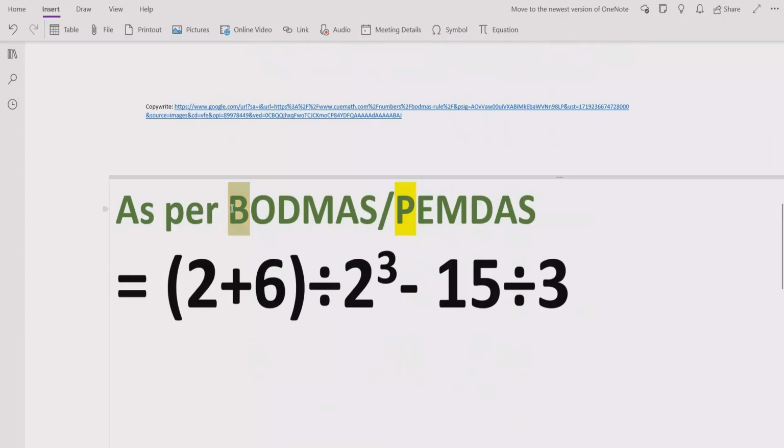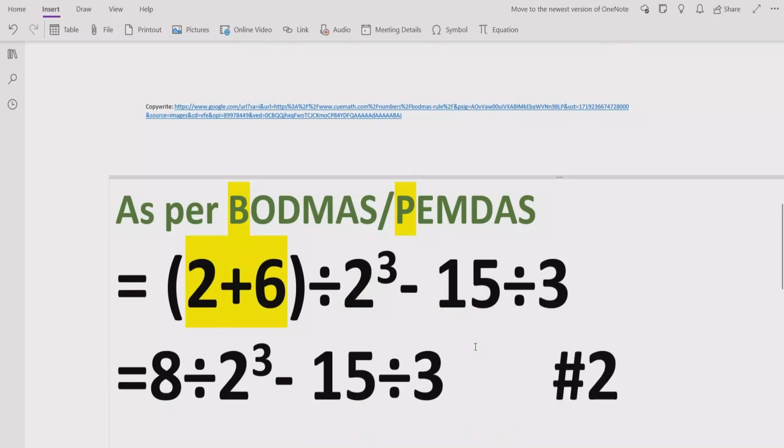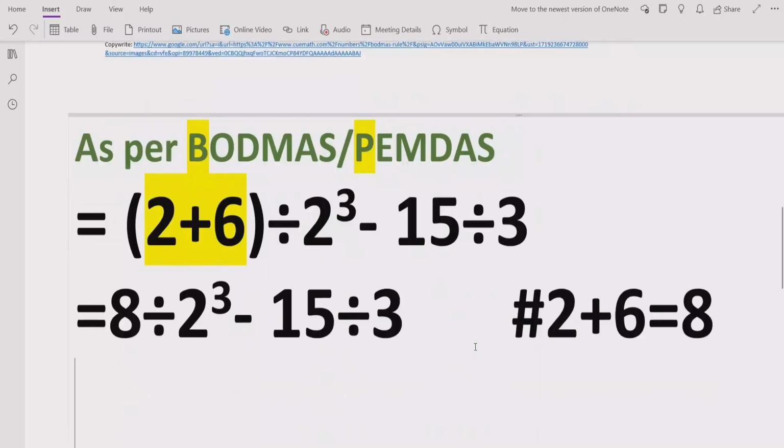According to the rule, first of all, we have to solve the bracket or parenthesis. So now we have bracket first, 2 plus 6. So first of all, we have to solve this one, which is 8, and divided by 2 raised to power 3. Again, we have to write as it is, and minus 15 divided by 3, we will write here as it is. And here we have to give the reference 2 plus 6 equals to 8.